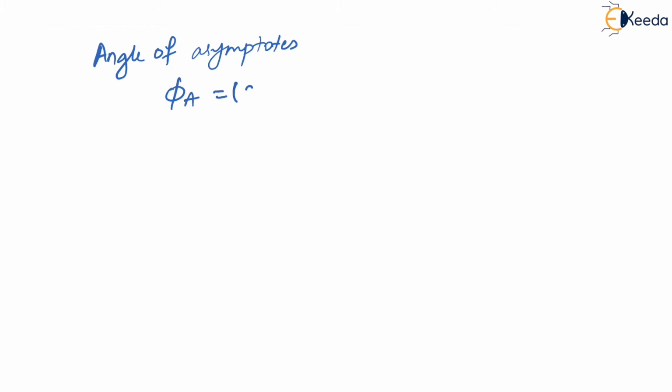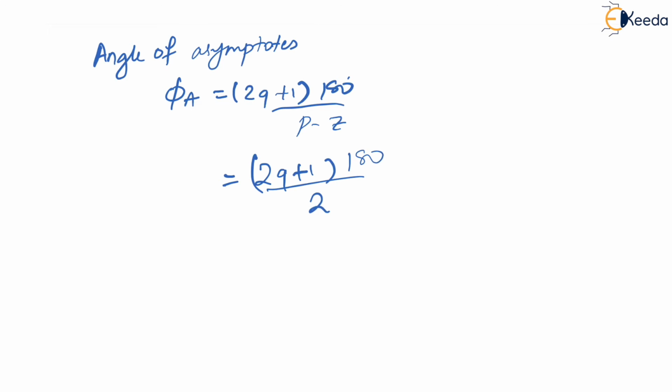It is nothing but phi a. What is phi a equal to? 2q plus 1 into 180 degrees upon p minus z. What is p minus z? P minus z is equal to 2, so it becomes 2q plus 1 into 180 degrees upon 2. Is that correct? And this q will go from 0, comma 1. Correct? Yes.